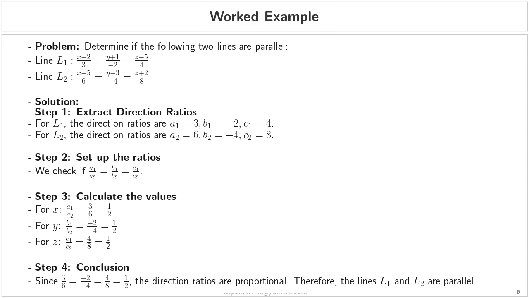Since the ratio for x, the ratio for y, and the ratio for z are all equal to the same constant, 1/2, we can confirm that the direction ratios are indeed proportional. Therefore, we can conclude that line 1 and line 2 are parallel. As we move to the next slide, I want you to pay close attention, because I will highlight some common pitfalls where students often lose marks during this calculation.